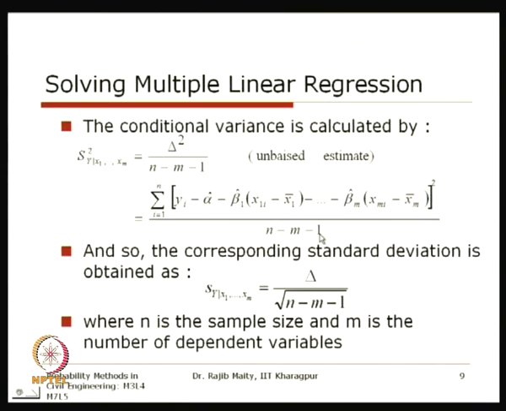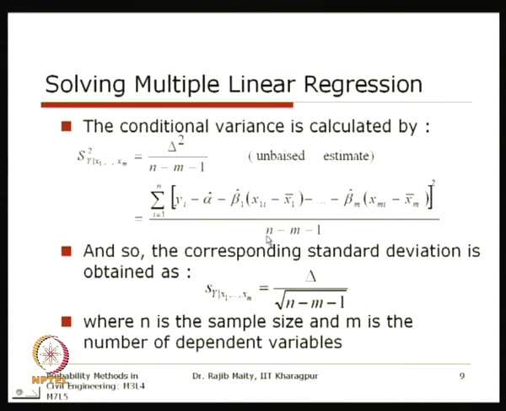Now you recall that when there was only one input, in the case of simple linear regression, the equation for this conditional variance was delta square divided by n minus 2. There, m was only 1, so one input was there. If you put m equals 1 here, you will get the same expression, delta square divided by n minus 2. If m increases, so here m is more than 1, you have to put that value, and n is the number of data points available.